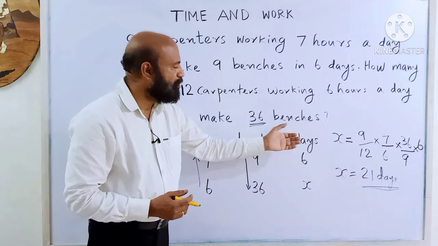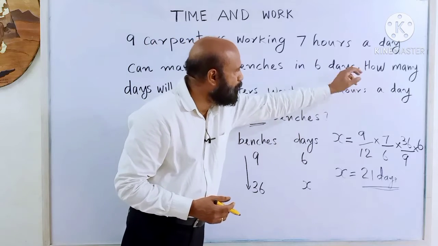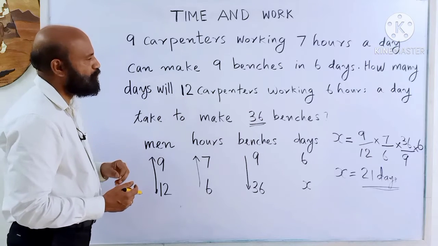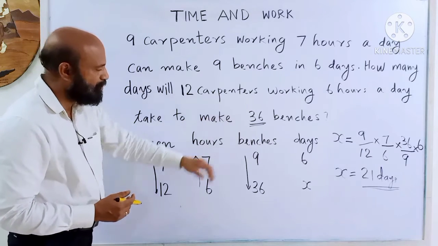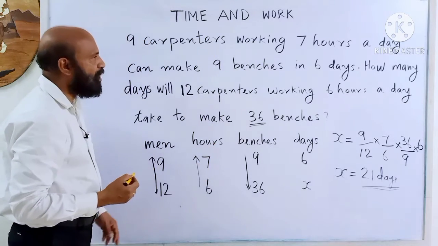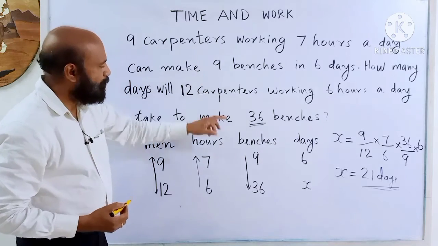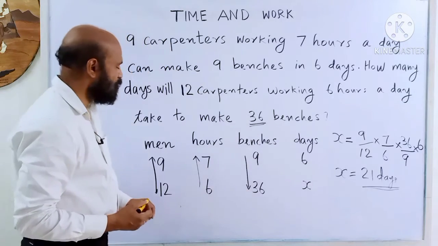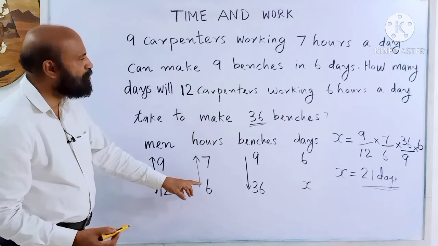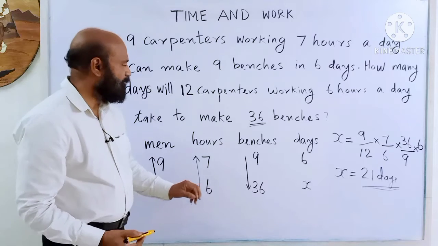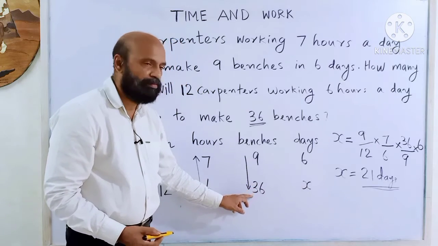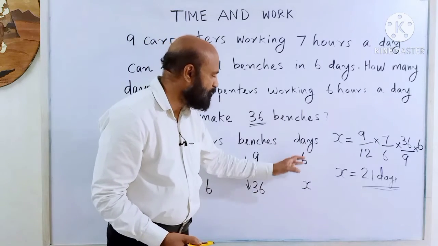What is to be found out? You have to write it last. Here the question is to find out the number of days needed by 12 carpenters working 6 hours a day to make 36 benches. 9 carpenters working 7 hours a day can make 9 benches in 6 days. So let us assume the number of days required is x.